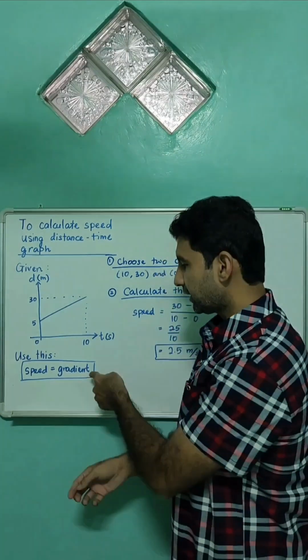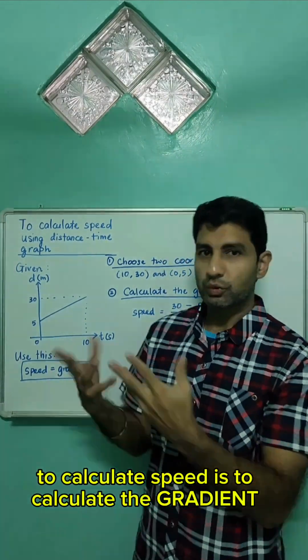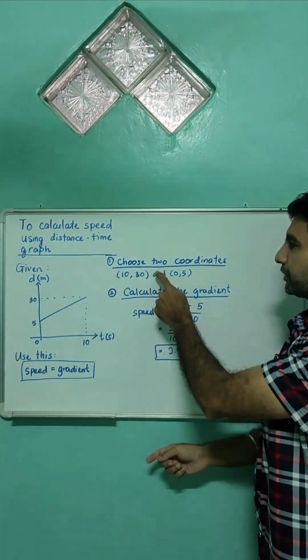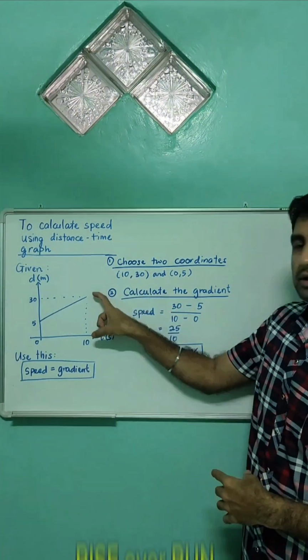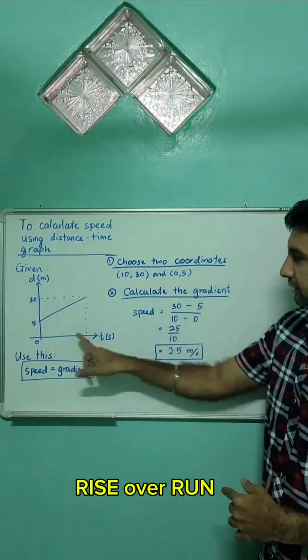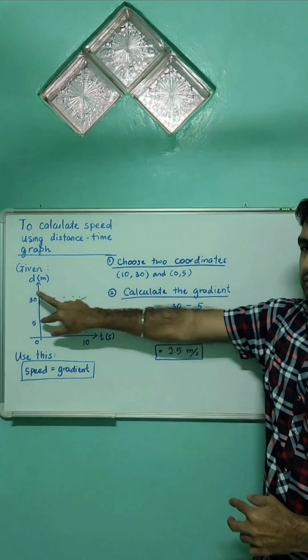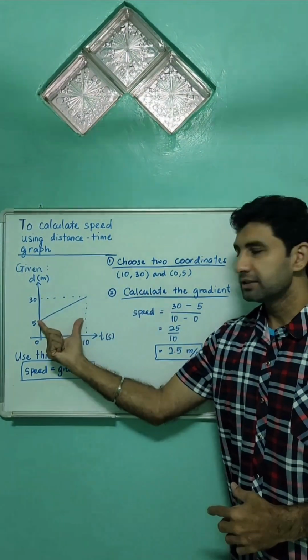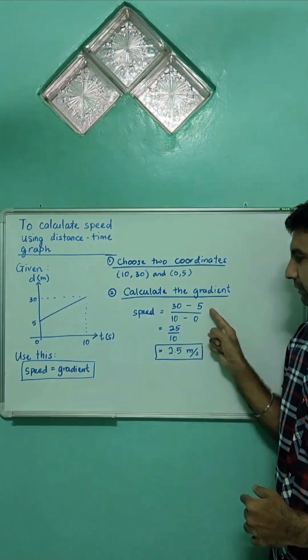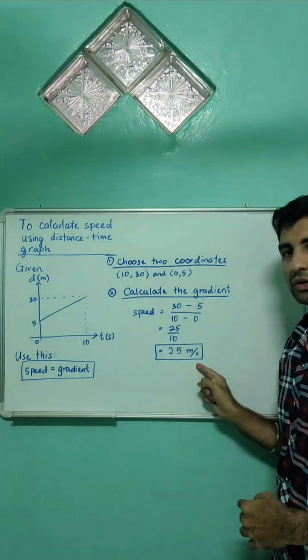So to calculate the speed, it is actually as simple as getting the gradient of the line. So how do we calculate the gradient? You first choose 2 points on this line, and then calculate the gradient. You have to take the rise over the run. So the rise is from 5 to 13. You can always take the difference in the vertical direction divided by the difference in the horizontal direction. By calculating that, you can get your speed.